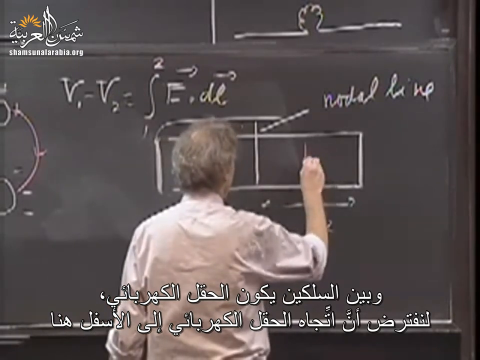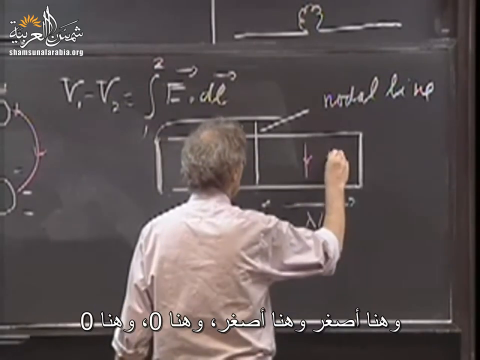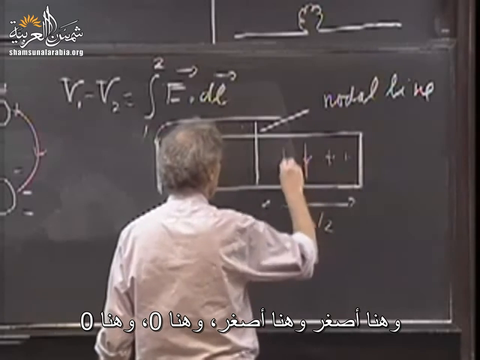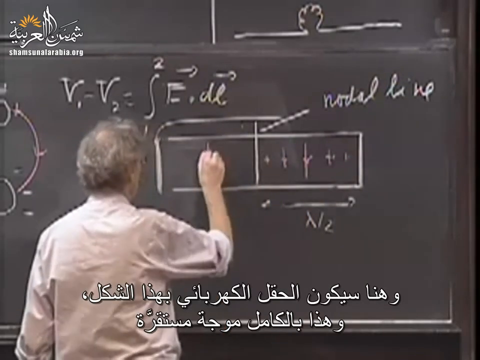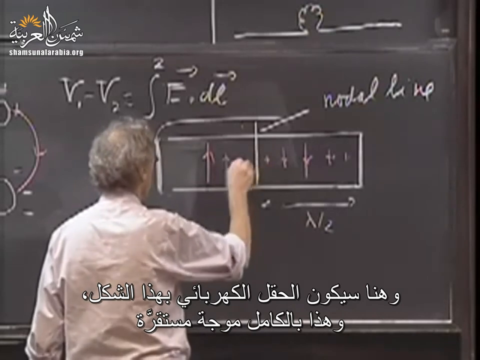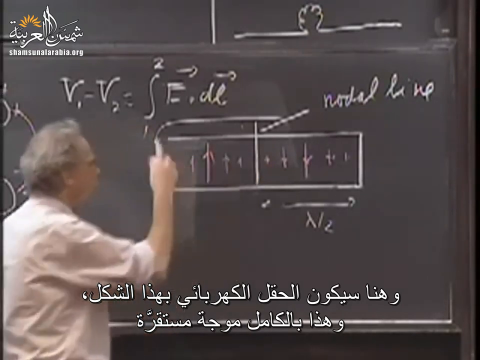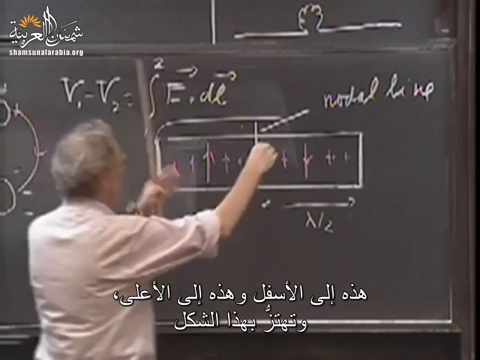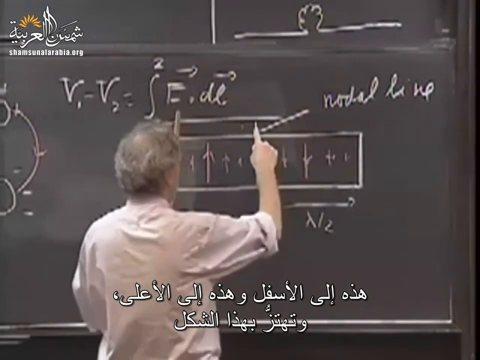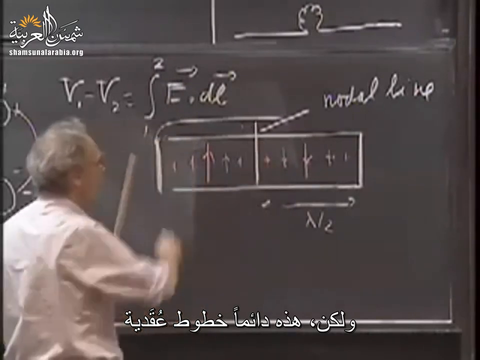It may be, let's assume it is in the down direction here. So it's smaller here, smaller here, smaller here, smaller here, and then 0 here and 0 here. And here the electric field would be like this. And that whole pattern then is a standing wave. And so this is down and this is up, and then it oscillates like that. But these are always nodal lines.